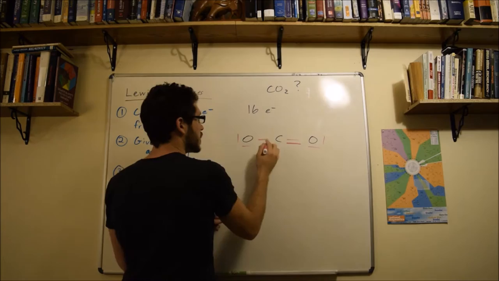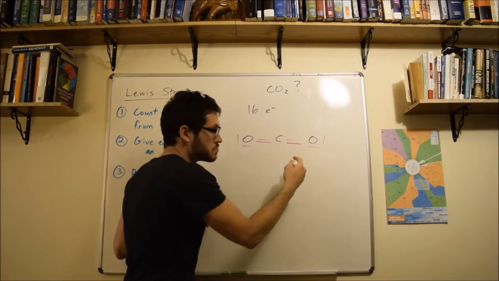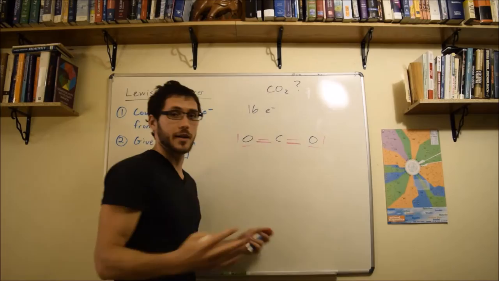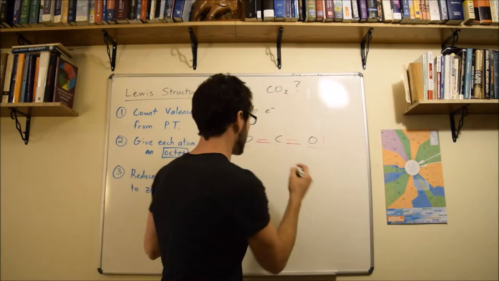Recheck your octets. Oxygen, 2, 4, 6, 8. 2, 4, 6, 8. Carbon, 2, 4, 6, 8. Around you, everybody has an octet. Step 3, check for formal charge. First things first, split your bonds in half.